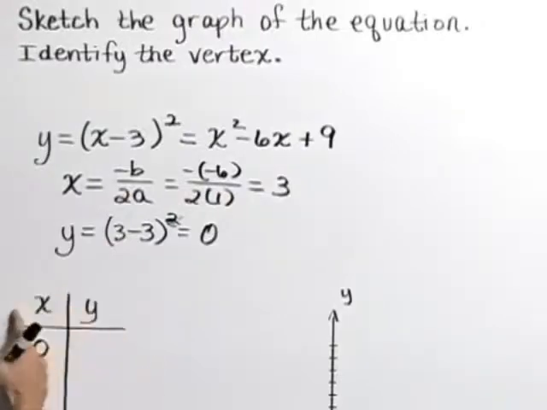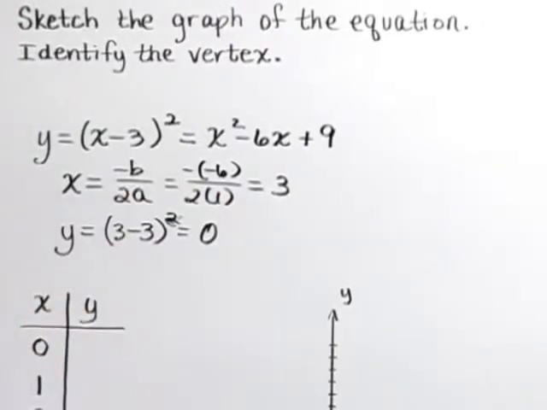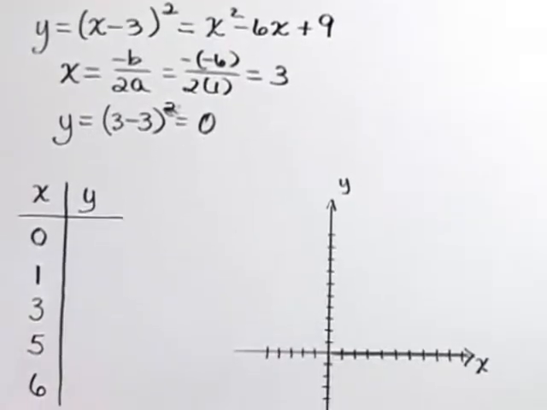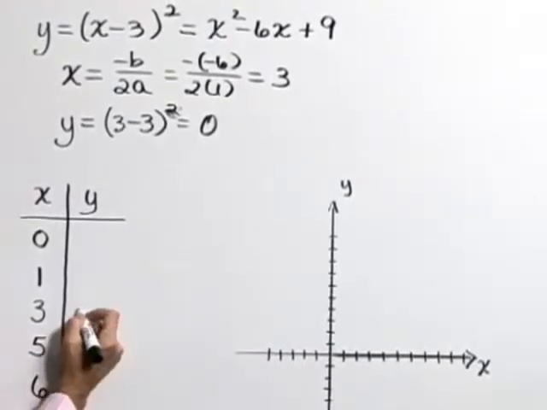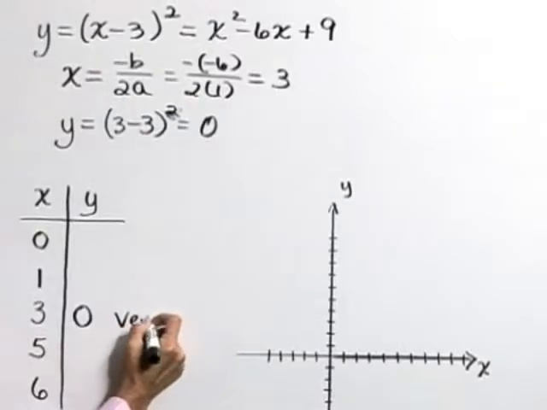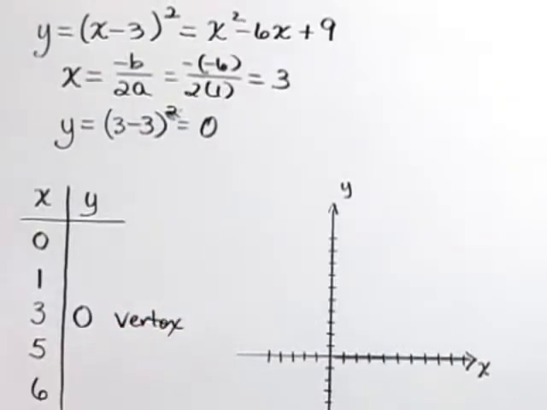Another thing I'm going to do is just complete a few points in our t-table to help us draw out the rest of this graph of a parabola. We've already determined the point 3, 0, the vertex. Let's find a few other points in this t-table.